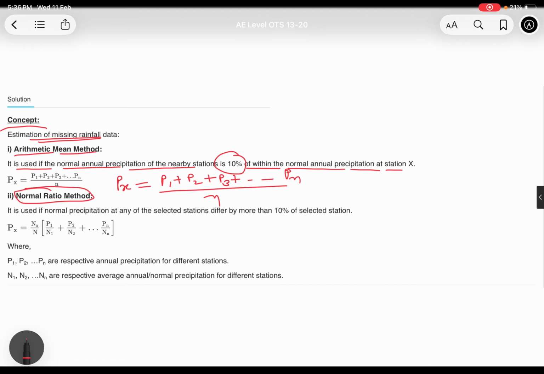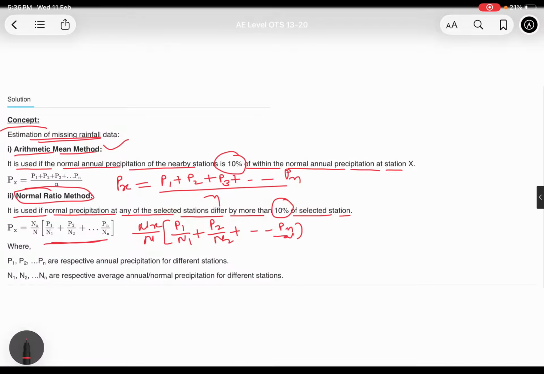Normal ratio method: it is used if the normal precipitation at any selected station differs by more than 10% from the selected station. So this is its formula. Nx divided by n, times (P1 by N1 plus P2 by N2 plus Pn upon Nn), where P1, P2, Pn are the respective annual precipitation for different stations, and N1, N2, Nn are the respective average annual normal precipitation for different stations.